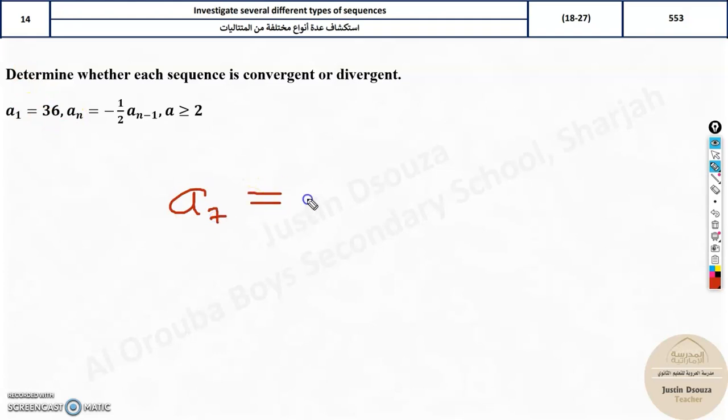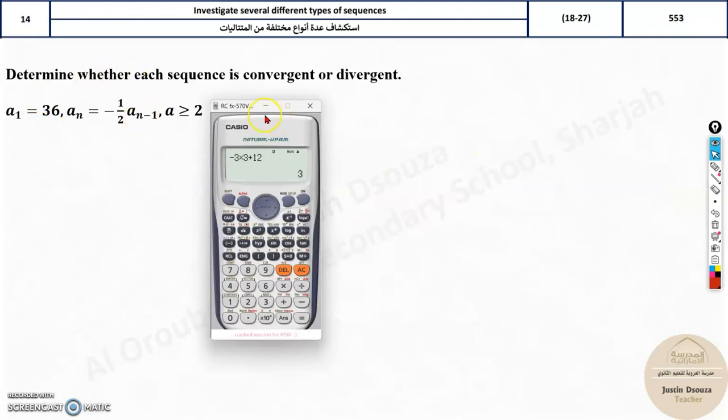A7 will be equal to -12 a to the power 7 minus 1. That's why I need to know A6 initially. Then I can find the next term. That is called recursive, repetitive recursive. Whereas if you directly can find any term, it is explicit. Now that knowledge is required further on, but for now we will just start solving the terms.